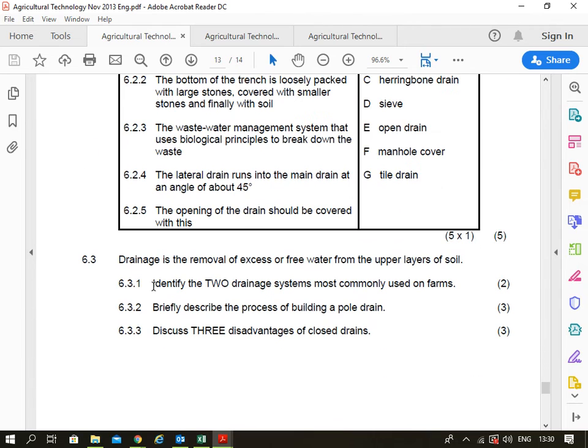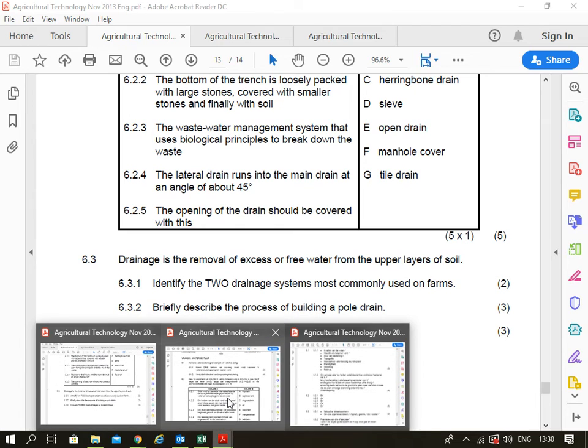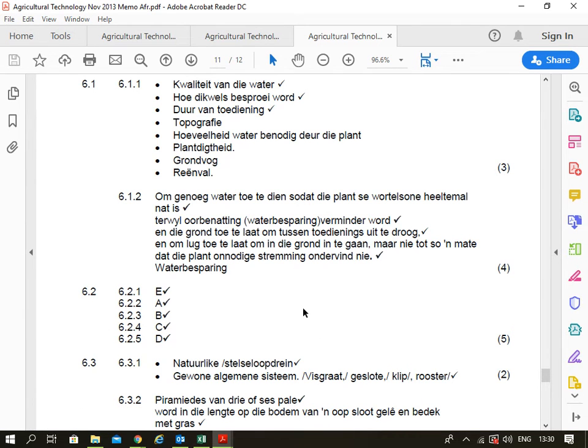Now almost the last one, drainage is the removal of excess or free water from the upper layers of soil. Identify the 2 drainage systems that is commonly used on farm. Wat is die 2 normale dreinstelsels wat ons gebruik op die plaas? Natuurlike of die stelsel loopdrein, our natural drainage, en gewone algemene stelsel, die visgraat of geslote of klip of rooster. So the normal standard system.